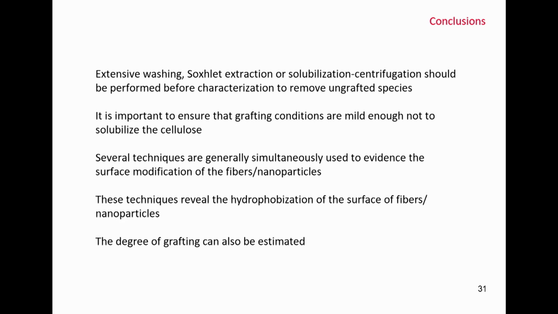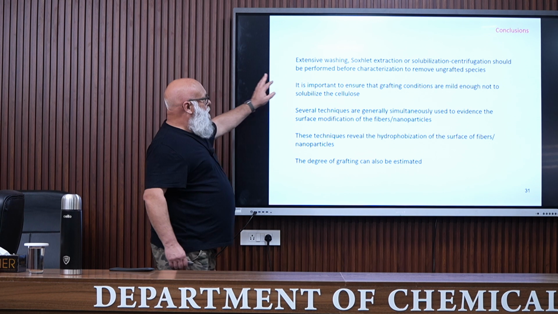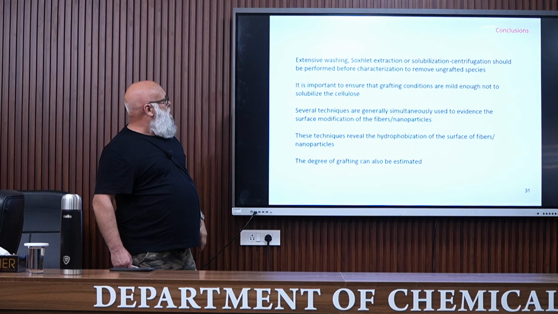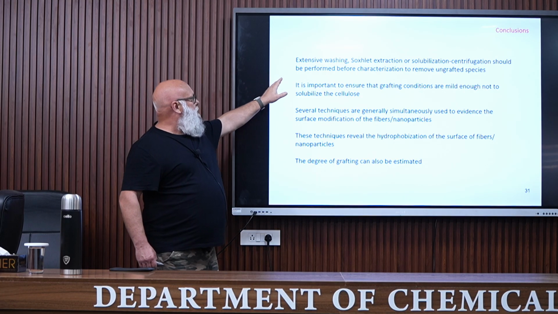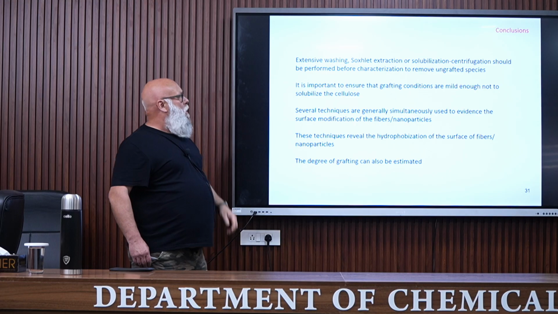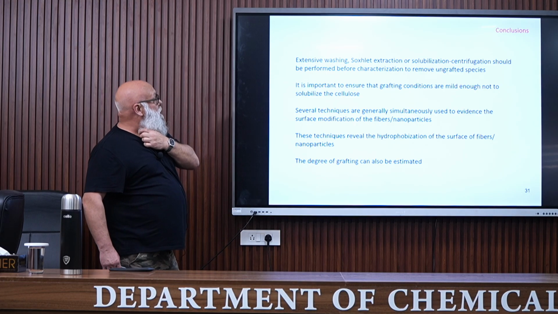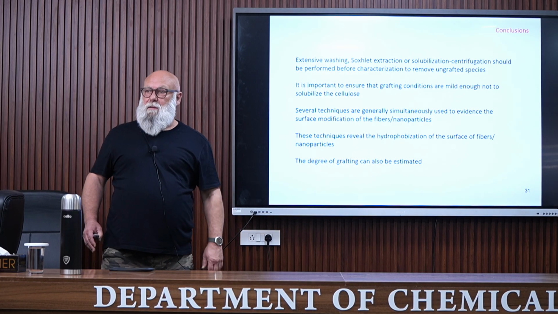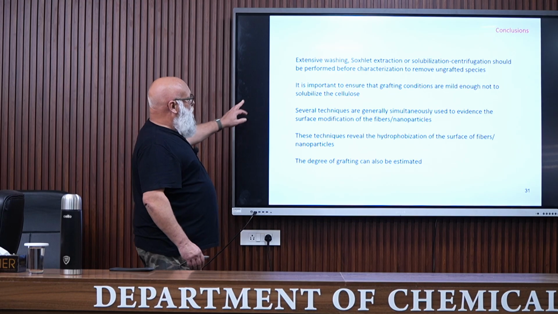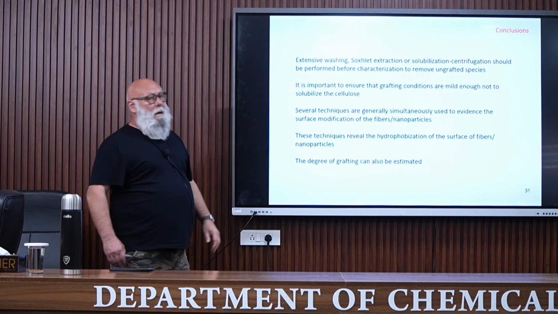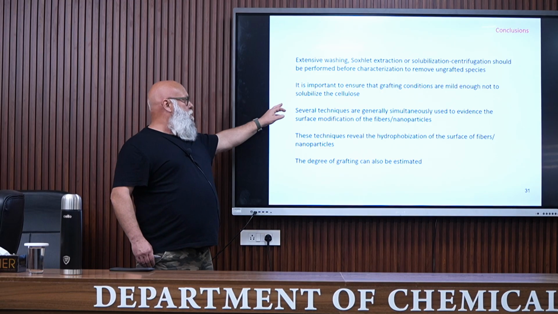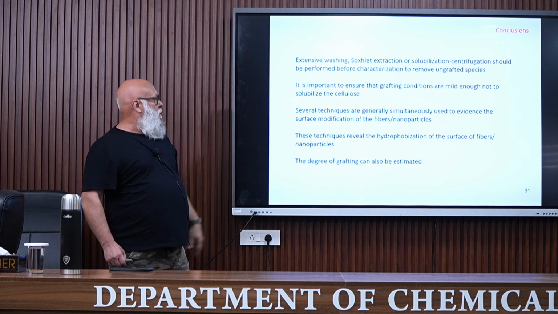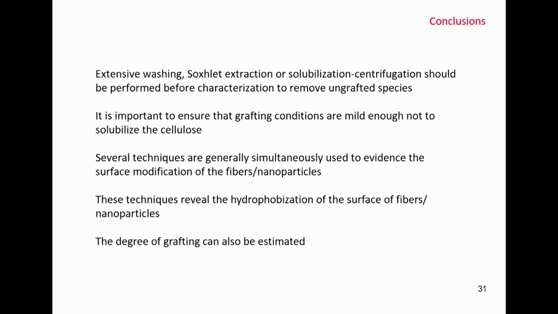Some conclusion. Before characterization, to evaluate the grafting efficiency, it's necessary to perform an extensive washing, surface extraction, or solubilization to remove ungrafted species. It is also important to ensure that grafting conditions are mild enough not to solubilize the cellulose. We should keep the crystalline structure of cellulose. We just want to modify the surface.